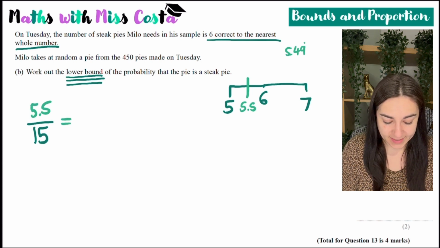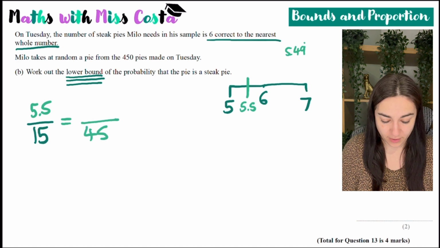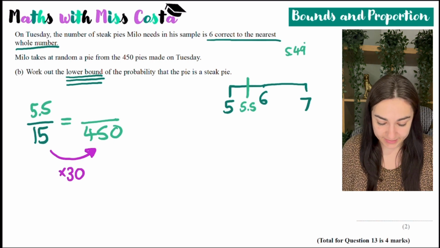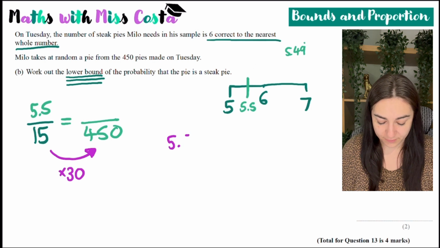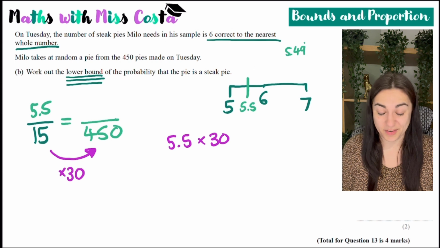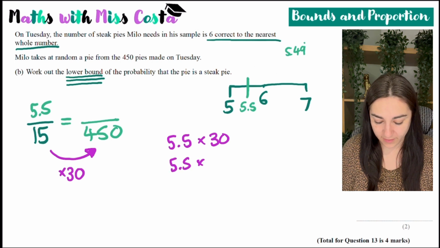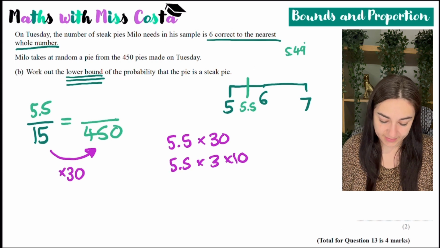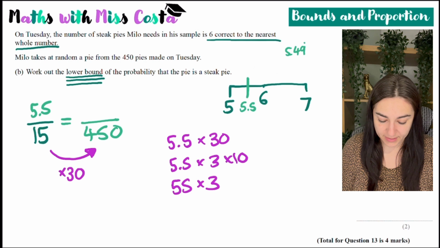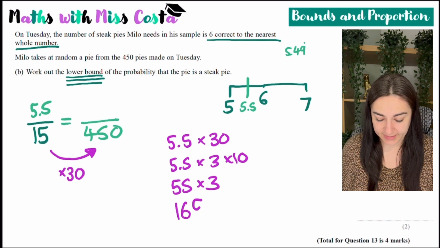I need to then turn this into something out of 450. And from the previous question, I already know that if I times 15 by 30, I get to 450. So I'm going to have to do 5.5 times by 30. How could I do that with a non-calculator? I could break that up into this. So 5.5 times by 10 is 55, and then 55 times by 3 is going to be 165.